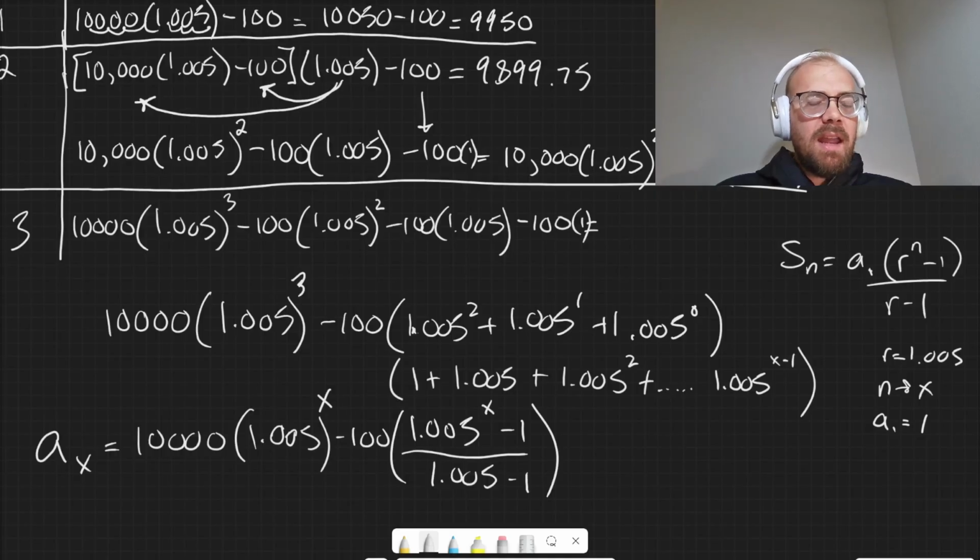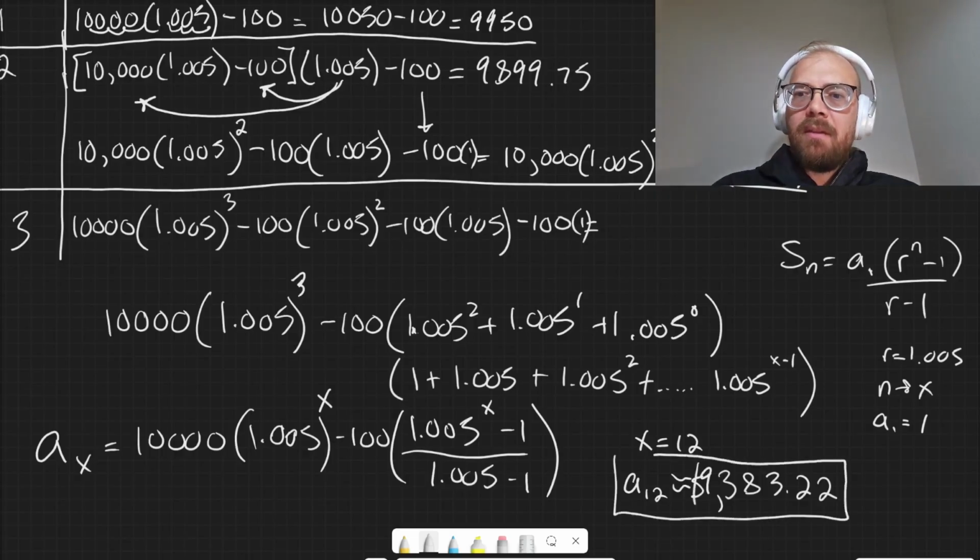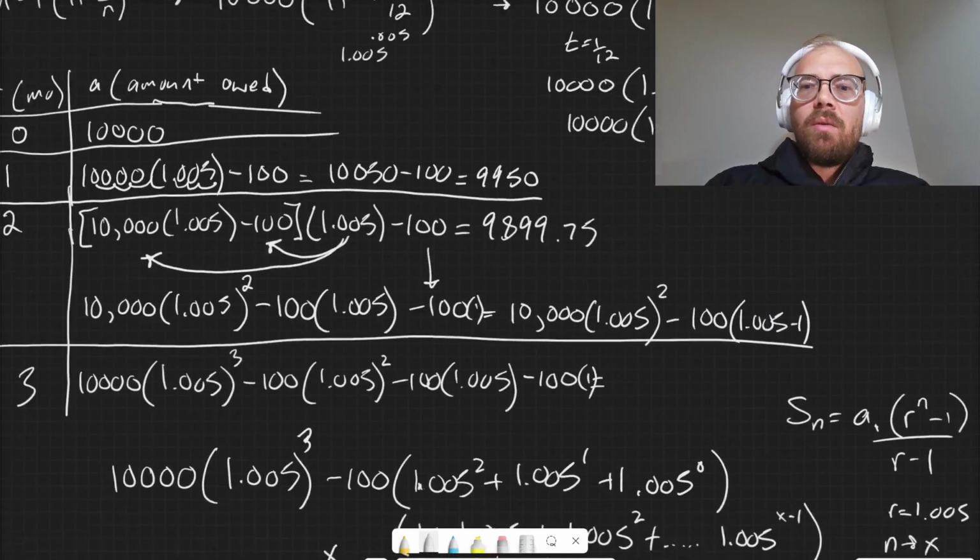All right. Here's what I get. So when x is 12, the amount I get, A12, I'm going to round to the nearest cent because we're talking about money. Now, the book answer actually left off the cents. I'm not sure why, because they didn't say to round to the nearest whole number, but it's actually 9,383 and 22 cents. So that is what we get when we plug 12 into x in this formula.